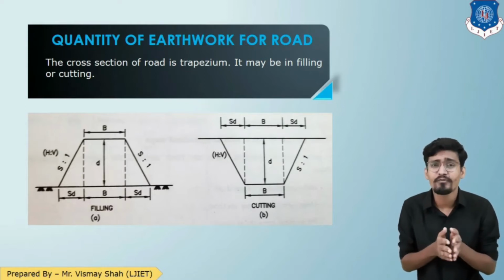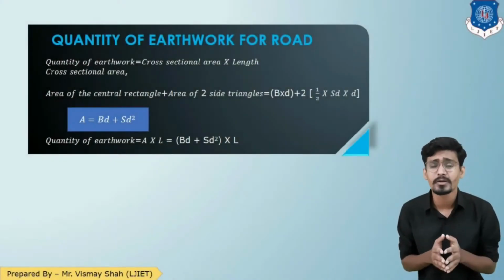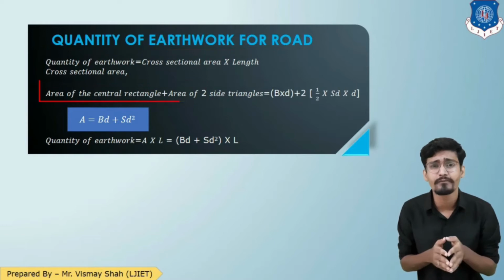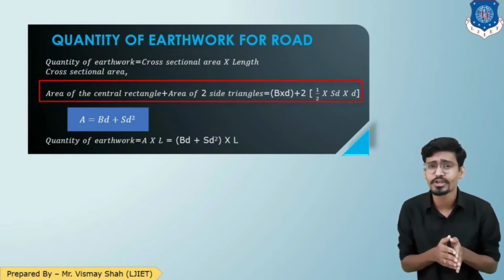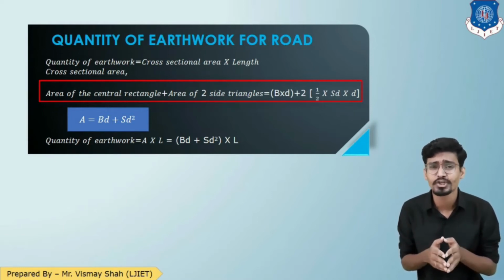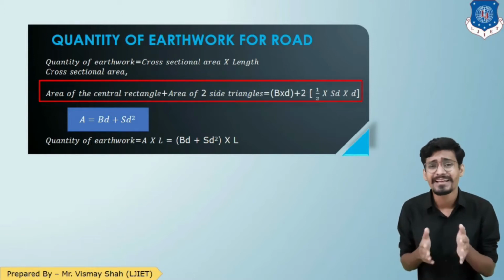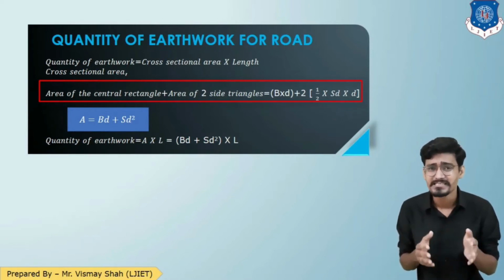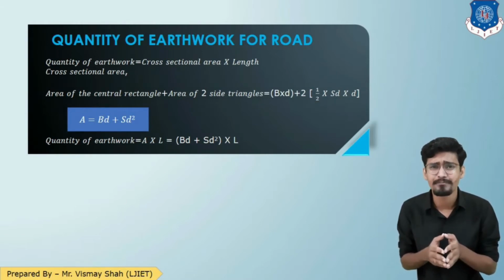So now let us move forward with the formula of the quantity calculation for road. The quantity of the earthwork will be area into length. The area of this trapezium will be the area of the rectangular portion and 2 times the area of the triangle, because there are two triangles. The area of the rectangular portion is B into D and the area of the triangular portion is half into base into height. The base is SD and the height is D. So SD square. So the total area will become BD plus SD square.